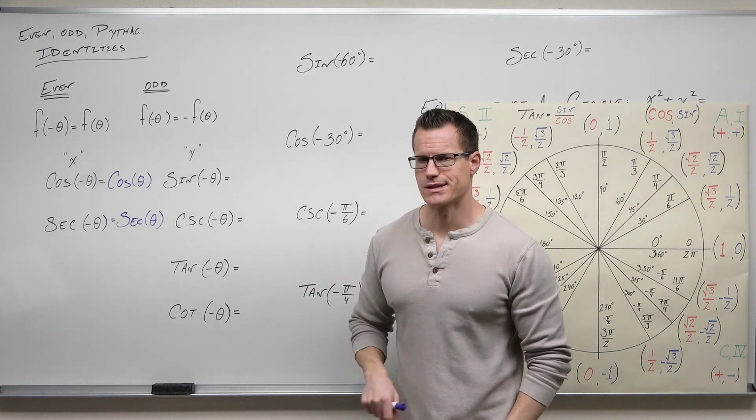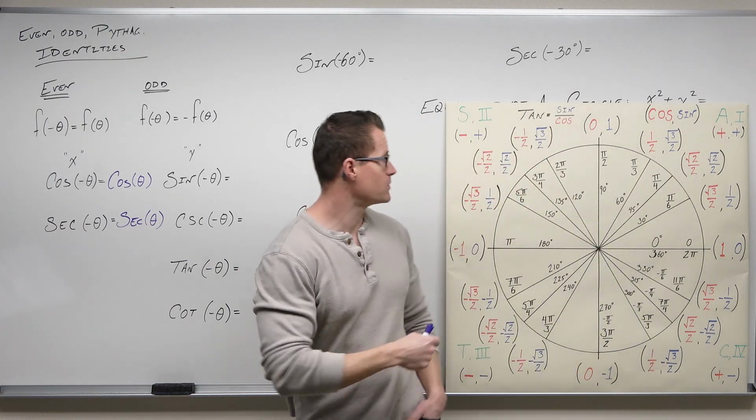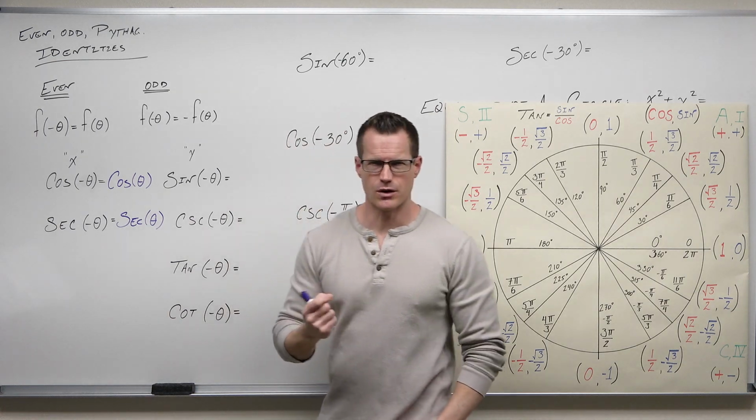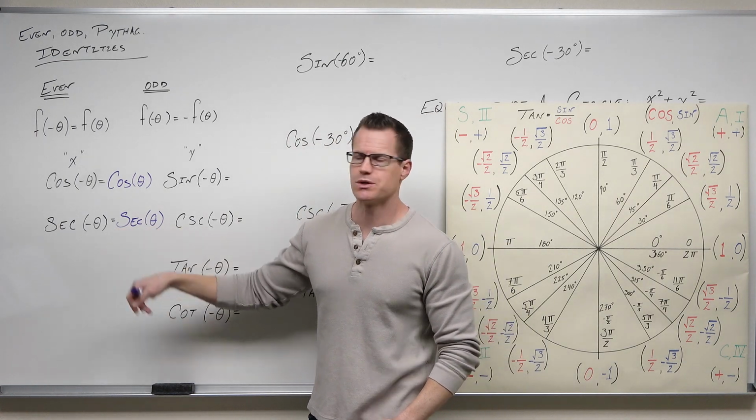1 over x where x is 0. That would be pi over 2 and 3 pi over 2. So those two places are not defined anyway, and so of course this would not hold.